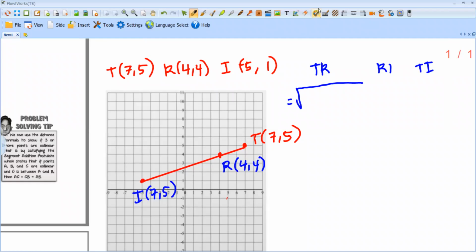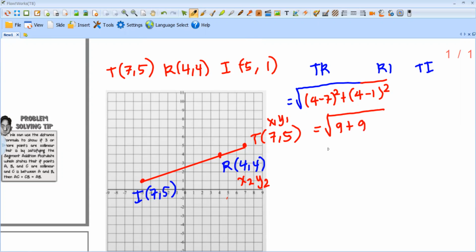So let's try to find TR. From these points, this should be x sub 1, y sub 1, x sub 2, y sub 2. So we have 4 minus 7 squared plus 4 minus 1 squared. So that would be the square root of negative 3 squared, which is 9. Let's do a shortcut: 3 minus, so that should be 9 also. So that would be the square root of 18, which is equivalent to 3 square root of 2.